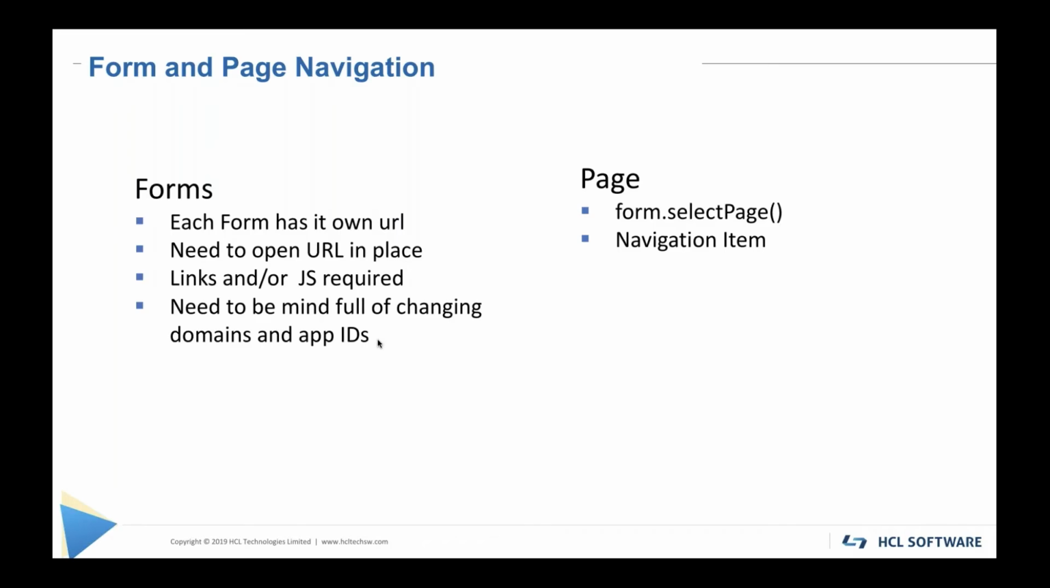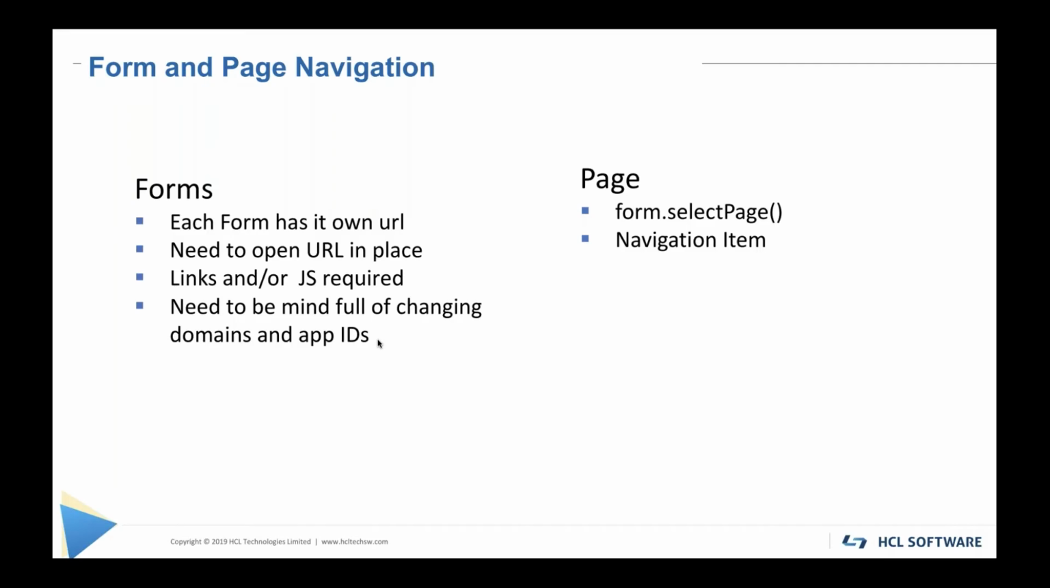So navigating from form to form, each form has its own URL. Well, actually, more precisely, each application has its own URL with a form parameter. So when you open up an application, you notice that there's always that question mark and then form equals. So you have multiple forms. What you're doing is just the URL parameter is changing, but the other elements of the URL, which are the domain, the app ID, there's some other things in there, but the domain and the app ID in the form are the things that are going to change.